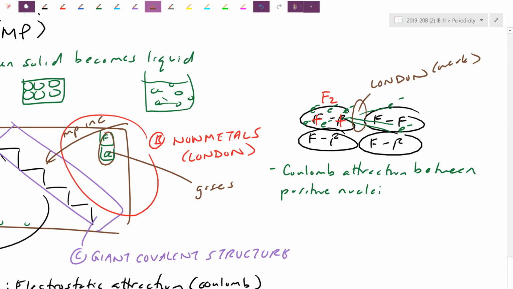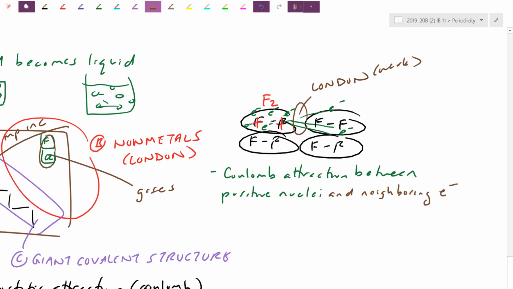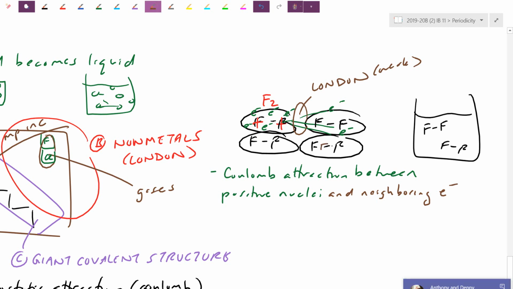So Coulomb attraction between positive nuclei, I'm just going to call them, and neighboring electrons. These are electrons that happen to be on other particles beside me, and they're relatively weak, so that's why all nonmetals doing this type of bonding are going to be really easy to vaporize. Be really careful when I'm melting this here. Once I melt it and get liquid fluorine, you notice that it's still diatomic. The covalent bond itself is still intact. I'm not trying to destroy the covalent bond. I'm just trying to separate one molecule from another molecule.